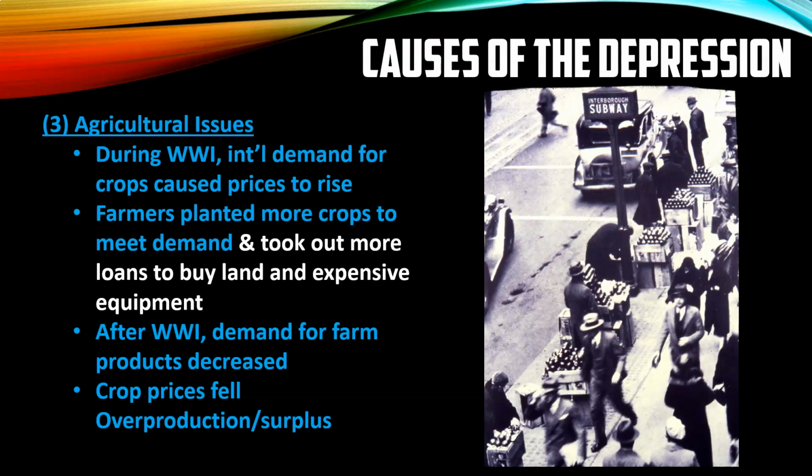Now, agricultural issues is the third problem leading to the Great Depression. During World War I, the initial demand for crops caused the price to rise. So farmers began planting more crops, trying to meet the demand for the war effort and for the country. They even took out more loans to buy land and expensive farming equipment to try to increase production. The problem is the war's over, meaning the demand for many of these farm products has decreased. Crop prices fall, and overproduction and surplus ensue.